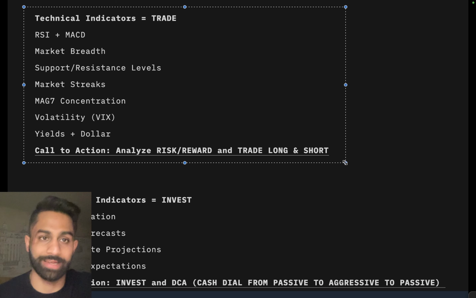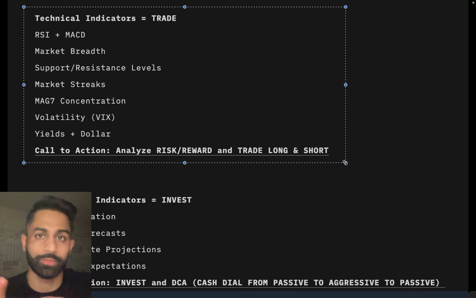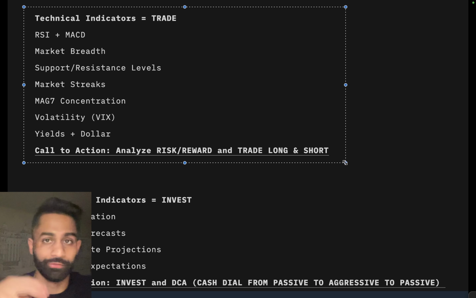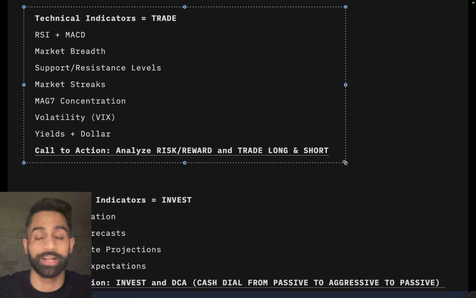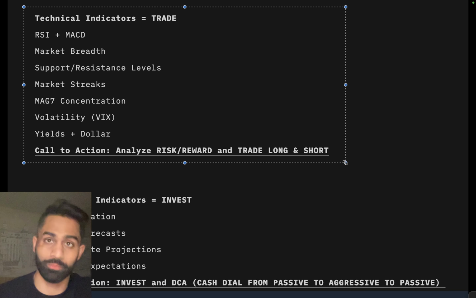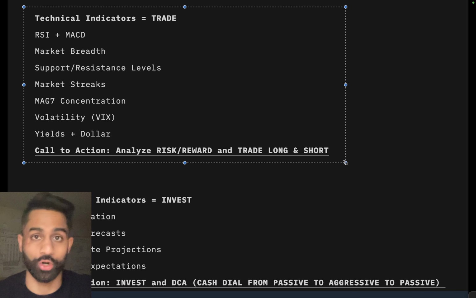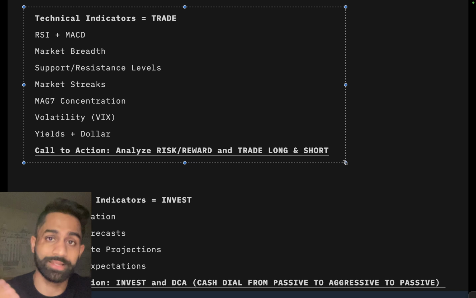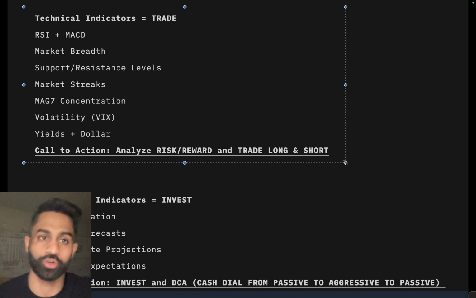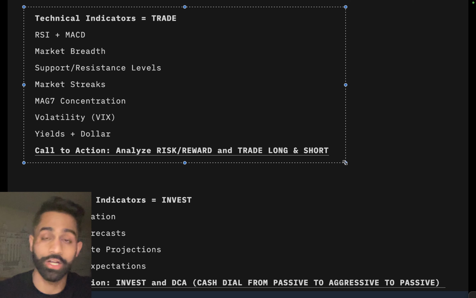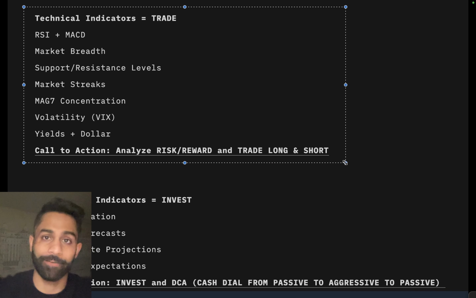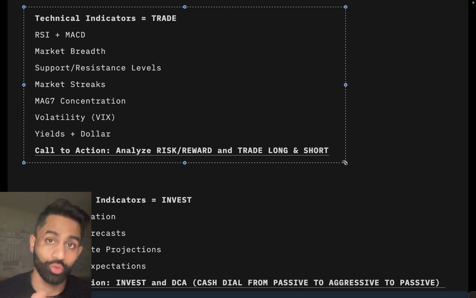So to give you a simple example, RSI and MACD right now for the market, overbought. Market breadth, very, very concentrated. 90% of stocks are trading above their moving averages, so this has been a very nice momentum higher. Markets are approaching their resistance levels, they're approaching their all-time highs. This has been 8 consistent weeks of green, so a very strong streak, and Magnificent Seven concentration has increased to almost an all-time high at over 30%. Volatility is really, really low, at a 2-year low right now.